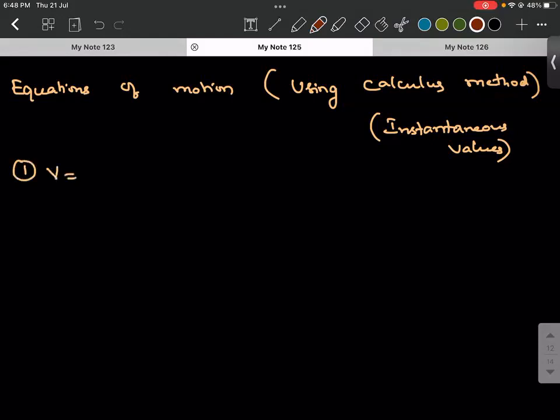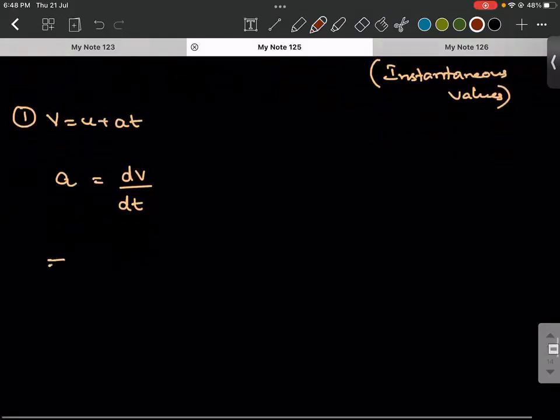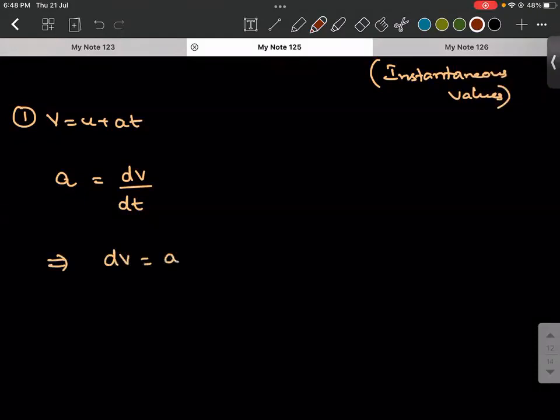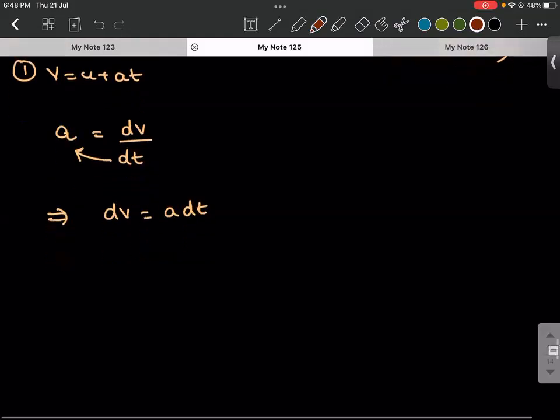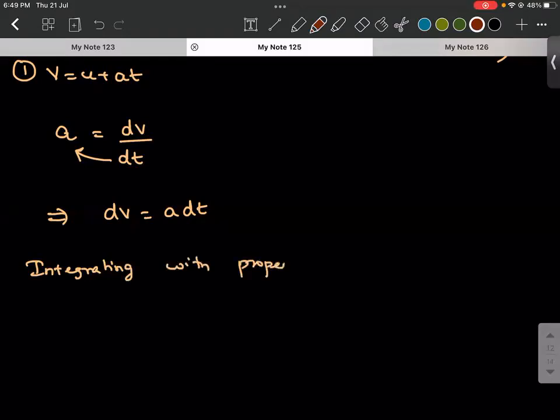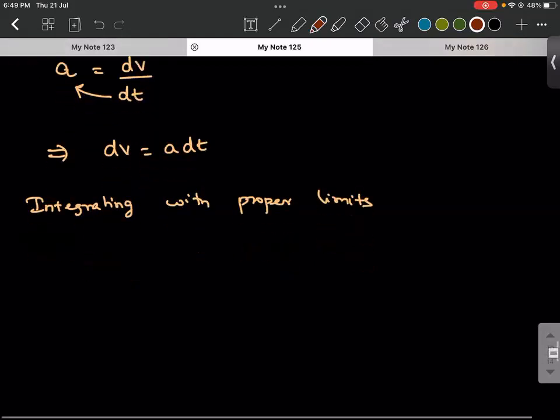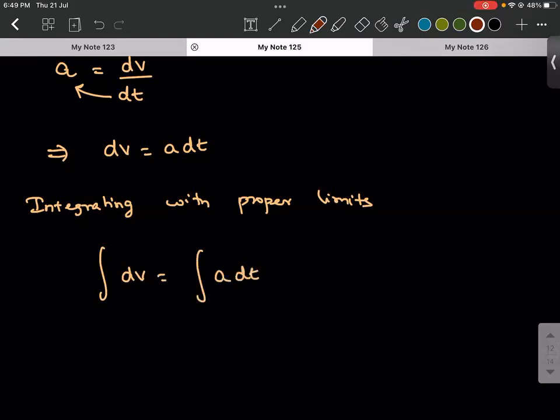So the first equation, v is equal to u plus at. We will use the instantaneous acceleration, a is equal to dv divided by dt. So from this, what you can do is write dv is equal to a into dt, means dt is taken to the other side. The next step is integrating with proper limits. So when I integrate with proper limits, I get integral of dv is equal to integral of a dt.